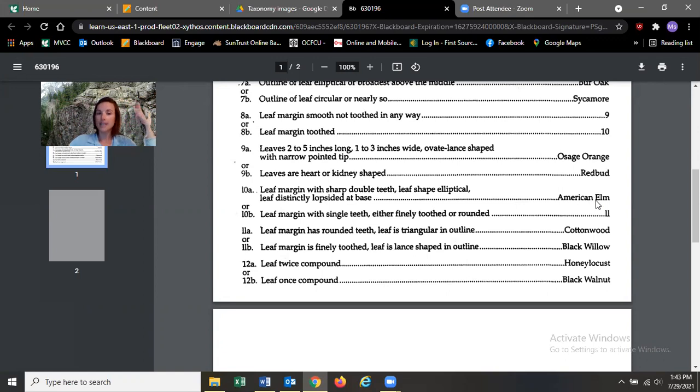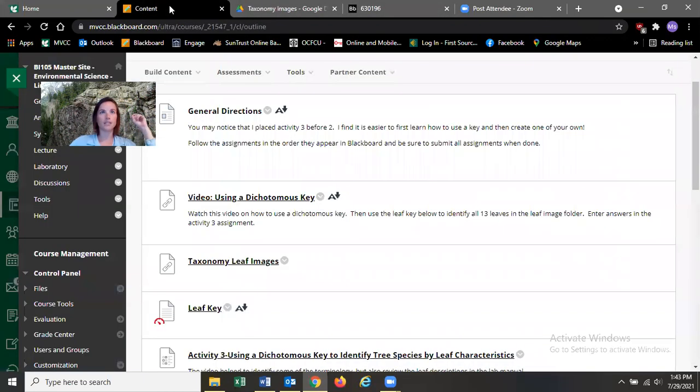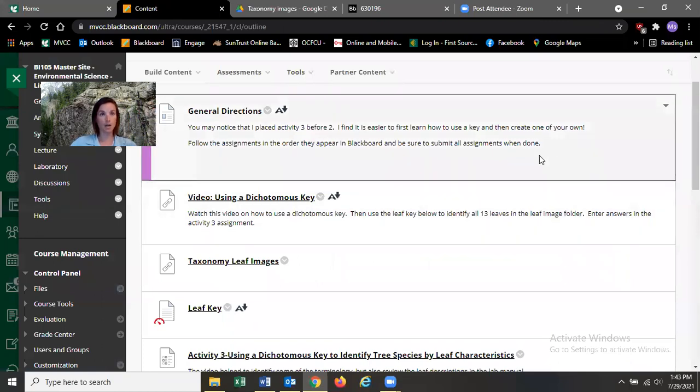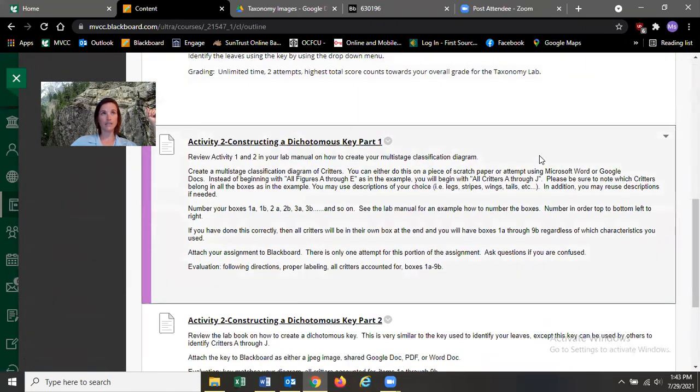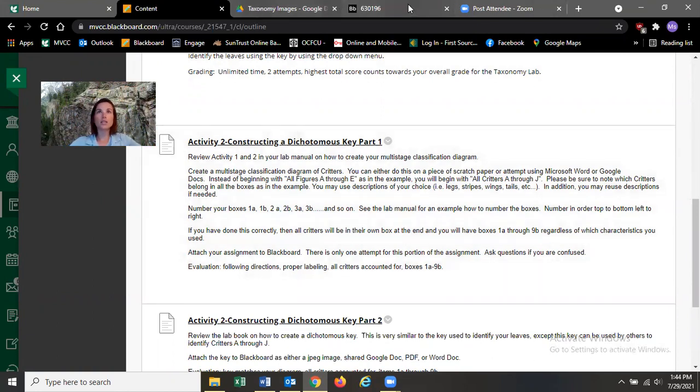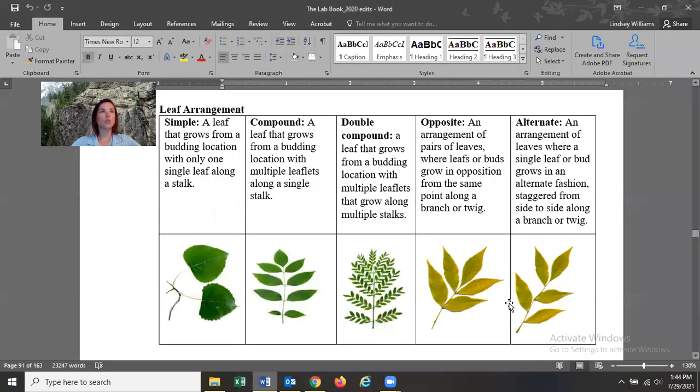Okay, moving on. Now we're getting to the hard part. And if I've lost you, please come back. If you're making coffee, come back to your computer and listen intently. The next part that you're going to do is activity 2, because again, there's part 1 and there's part 2. Don't let it confuse you. You are going to construct a branching tree diagram from which you will create a dichotomous key. And you are going to do this on the critters in your lab manual.